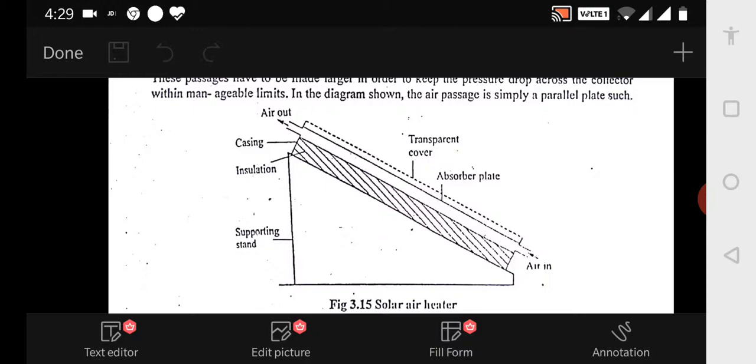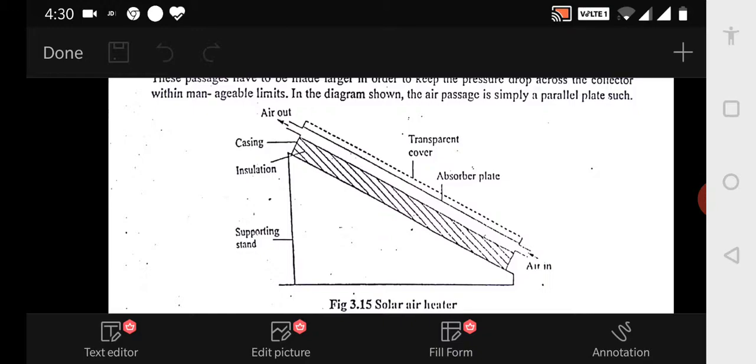Now what happens, you can see from the right side bottom, air is coming in. And please understand, as I was telling, the solar flat plate collector or solar water heater is also kept at some inclination. So here this stand is made such that the solar air heater is naturally in the inclined position itself.